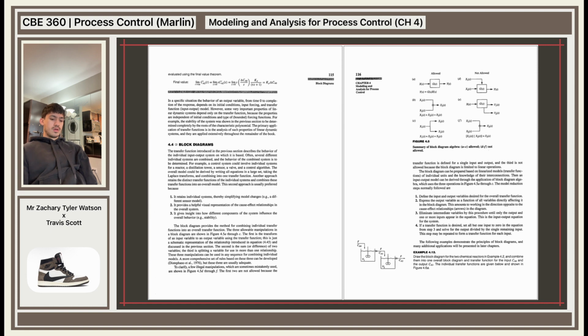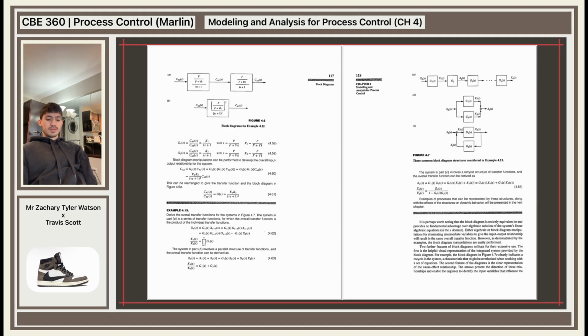For the process in figure 6, we have a block diagram for example 12. We are given time constants and we're given k values as well, and we're given the transfer function for G1 and G2.